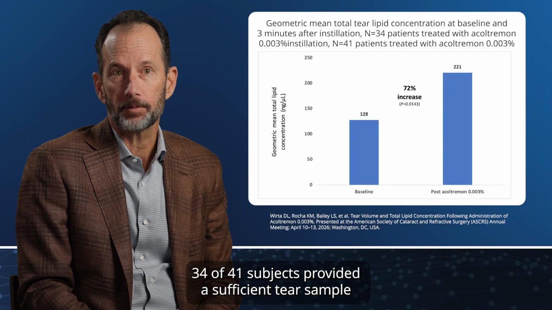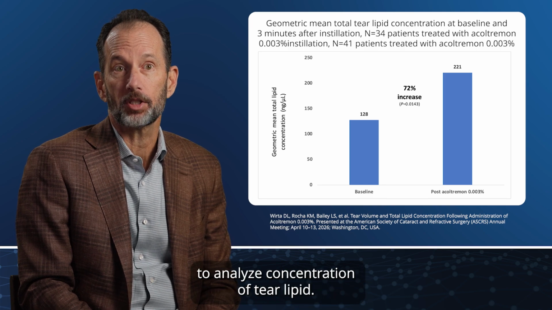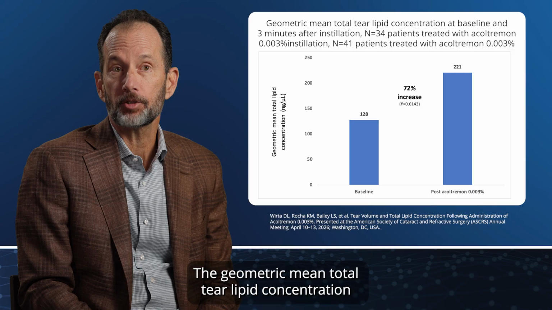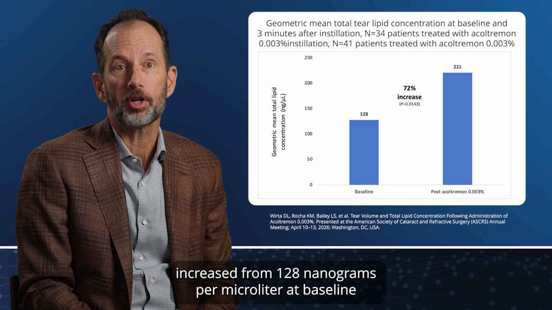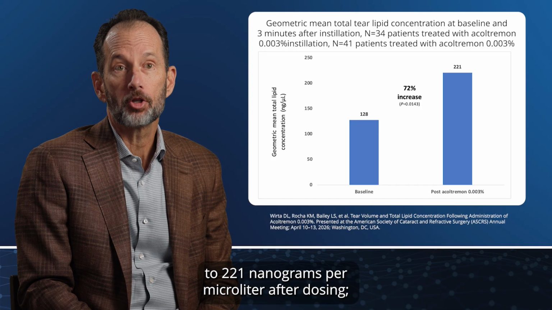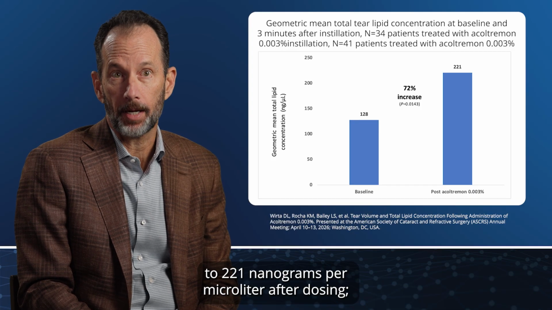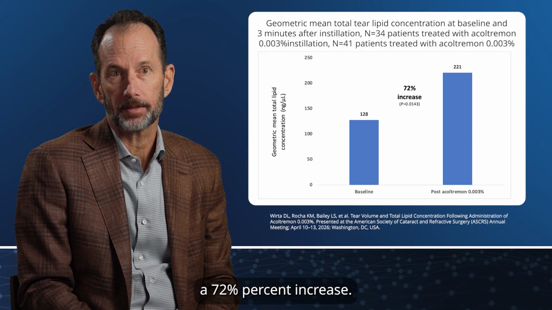34 of 41 subjects provided a sufficient tear sample to analyze concentration of tear lipid. The geometric mean total tear lipid concentration increased from 128 nanograms per microliter at baseline to 221 nanograms per microliter after dosing, a 72% increase.